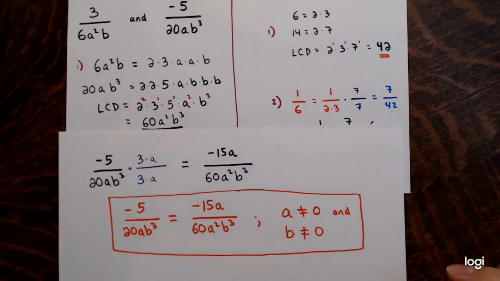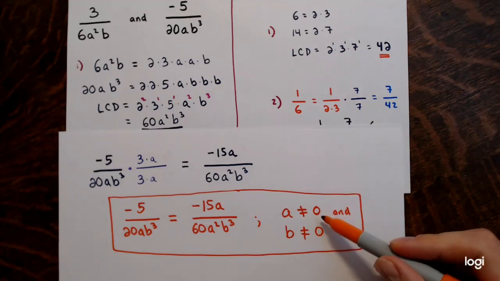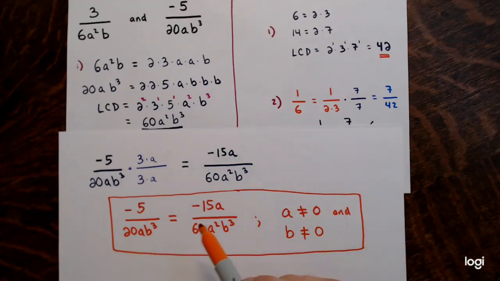Plug in 2 for A and 5 for B, and negative 8 for A and 20 for B. Plug in whatever you want for A and for B, as long as it's not 0, and you will see that this fraction is indeed equal to this fraction.